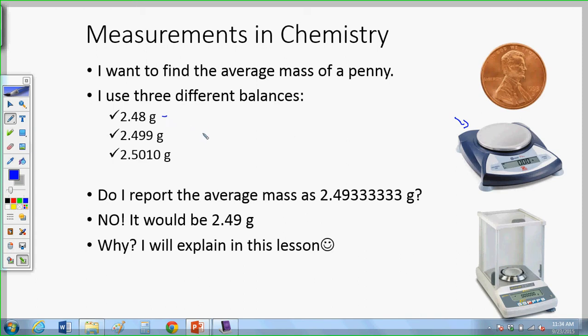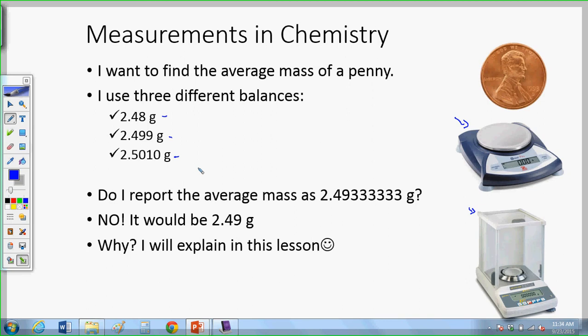So I found another balance, and the mass of the penny on that balance was 2.499 grams. Then I found a really fancy balance like the one over here, where you have to open a door and put your sample in, and it gives you tons and tons of decimal places. The one I used happened to be a 4 decimal place balance, and I found the mass of the penny was 2.5010 grams.